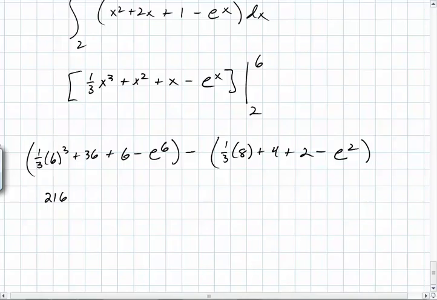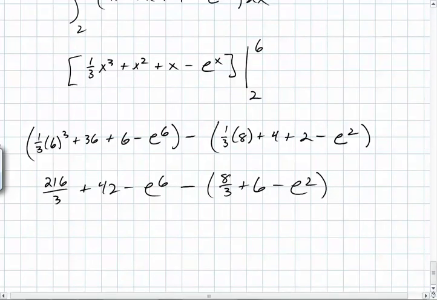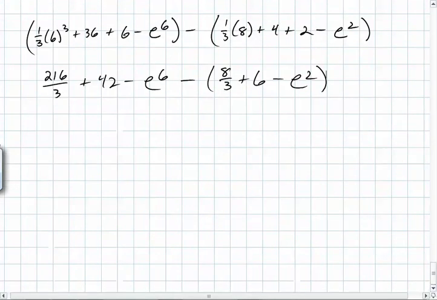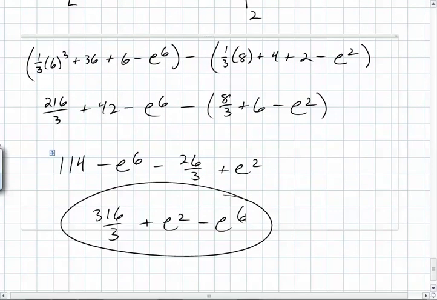216, right? Over 3 plus 42 minus e to the 6th minus what? 8 over 3 plus minus e squared. Is that correct? Yeah, that's nice. So what does this come out to be? E squared? Oh, plus, right? Plus e squared, we decided. Minus what? E to the 6th. Is that a big or a small number?